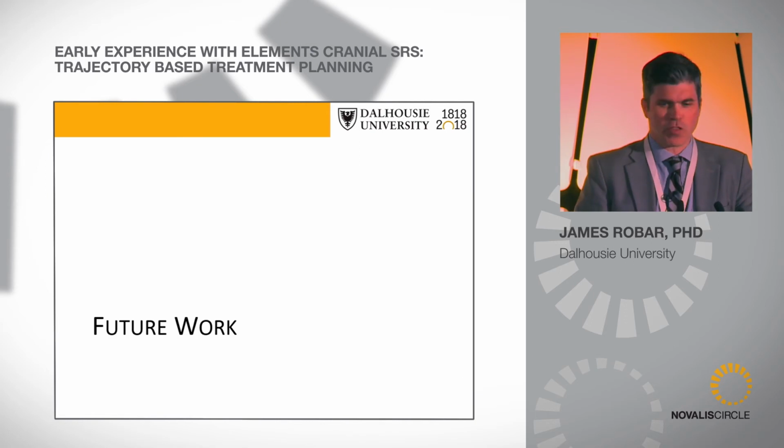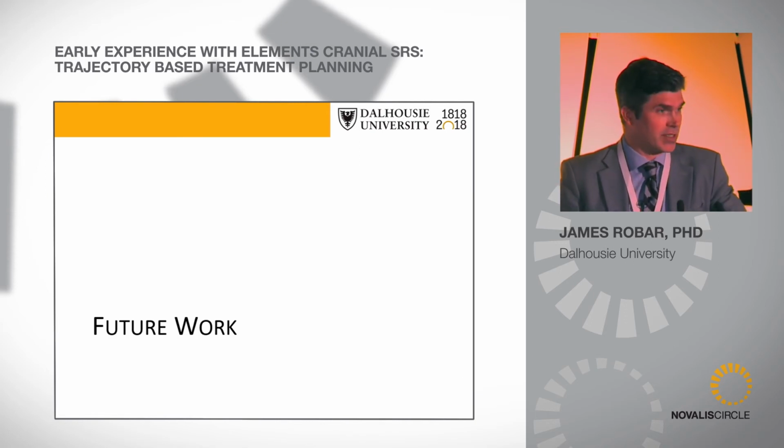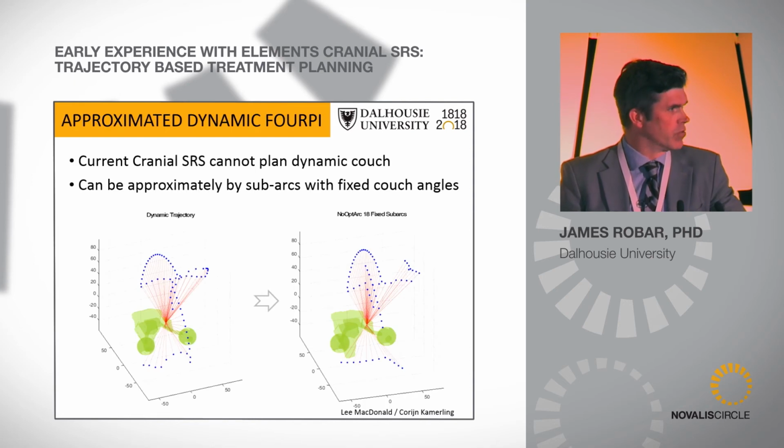I'm now going back to the research world. So we would really like to get to the point where we are delivering truly dynamic trajectories. That example that I referred to at the beginning with simultaneous couch and gantry rotation. We can do this in developer mode right now on a TrueBeam system, but not clinically. But one thing that we can do clinically is approximate that smoothly dynamic delivery with a number of arc segments.